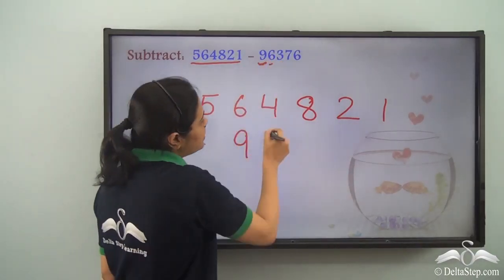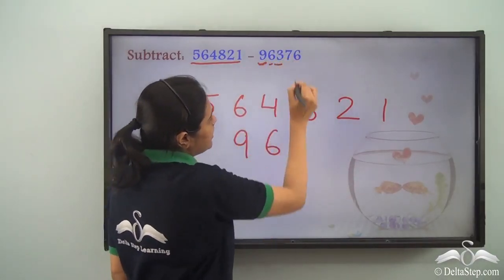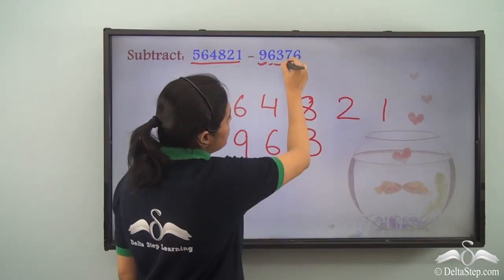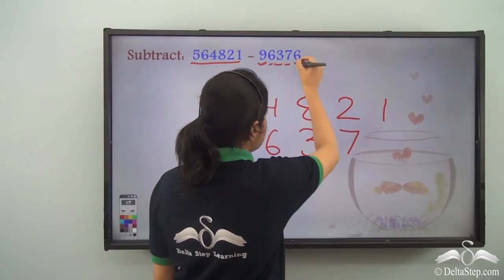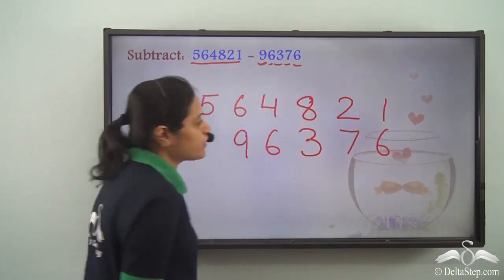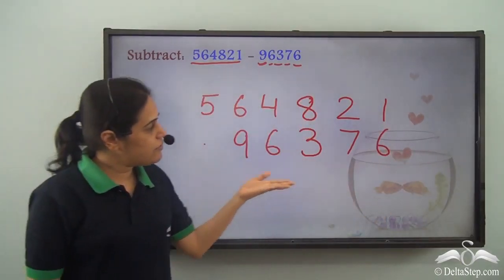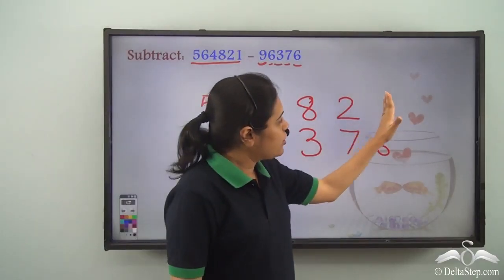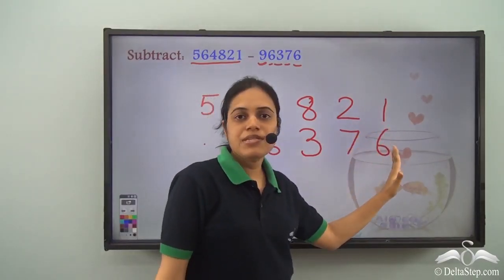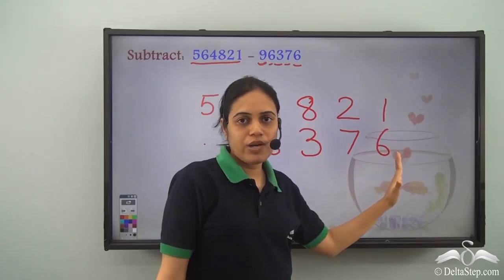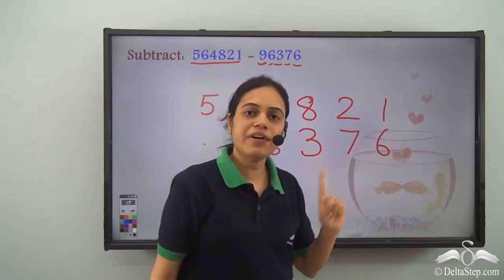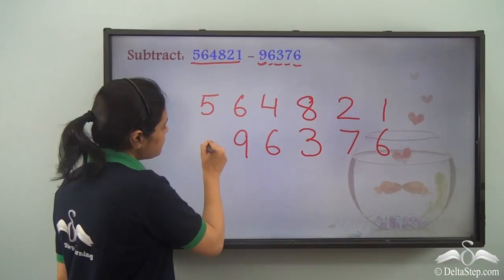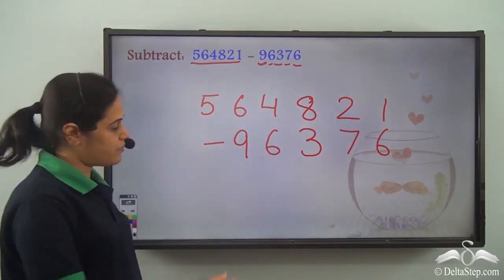6 is in the thousands place. 3 is in the hundreds place. 7 is in the tens place, and 6 is in the ones place. So another way of checking whether we have written it correctly or not is, you should have the last digits of the two numbers, one below the other in the ones place. And now I need to subtract these.